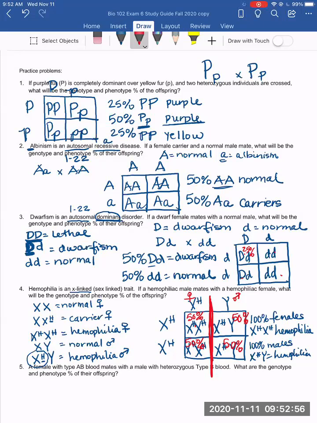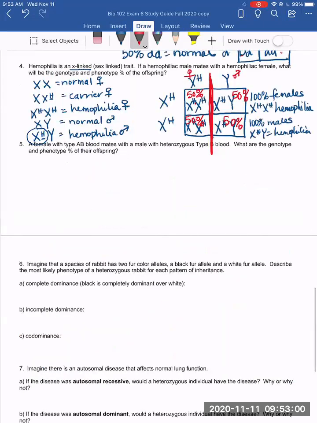Okay, and then finally we have a blood type question. And since it's blood type, there is no X or Y, and the alleles look a little different. We don't have just the typical A and B. And if you write out A, B, and O on these, remember, you're not going to get the correct answer because you won't be able to tell which one is dominant and which one is recessive. Okay, so type AB mates with heterozygous type B.